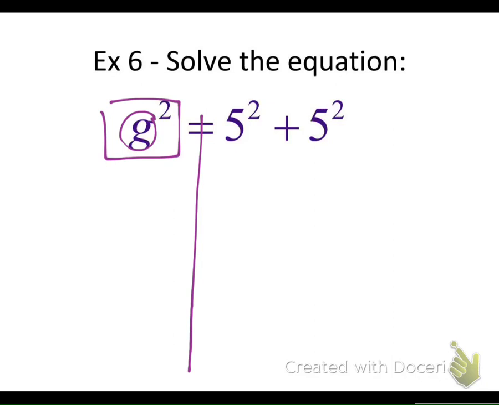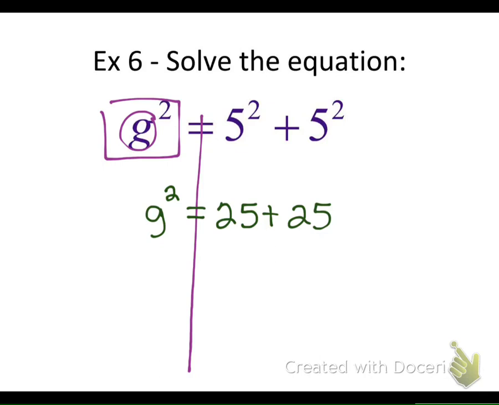Okay, so go ahead and do that for me. What's 5 squared plus, what's 5 squared going to be? 25. What's my other 5 squared going to be? Okay. I bring my g squared down. Now, can I continue to simplify? Is there anything else I can simplify?